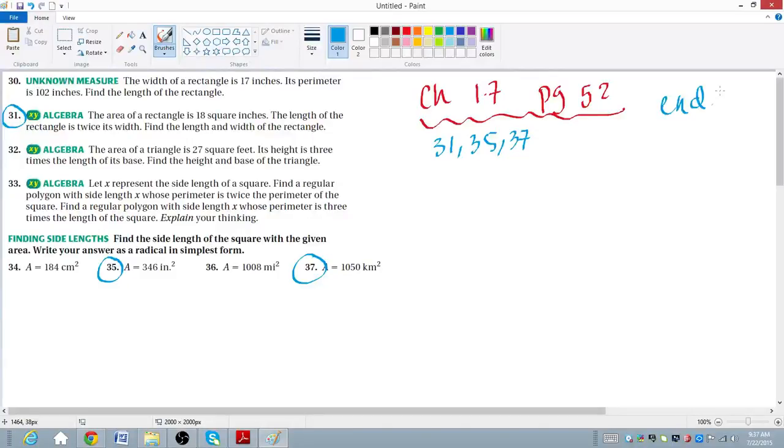This is the last segment for chapter 1.7. I'm doing number 31, 35, and 37. Let's start with number 31.